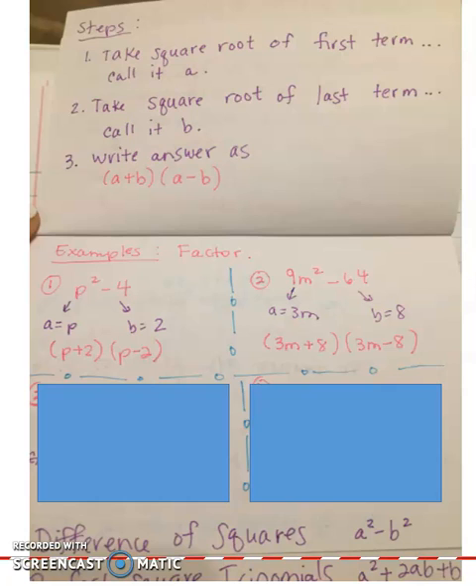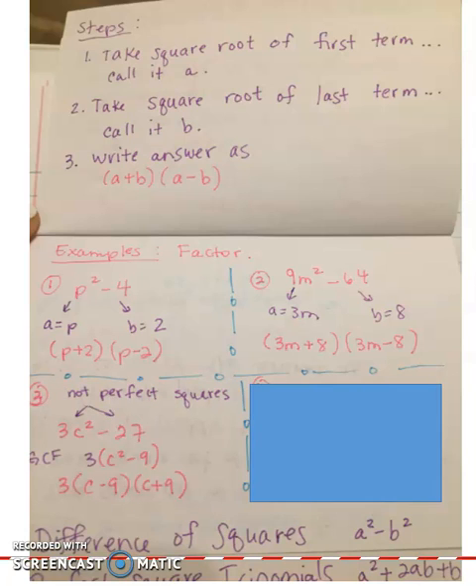For example 2, we have 9m squared minus 64. In this case, my a squared is going to be 9m squared. Therefore, when I take the square root of that, it's going to be equal to 3m, and I'm going to call this a. For my second term, it's 64. This is my b squared. So when I take the square root of that, I'm going to get 8, and so I'm going to label this as my b. So my final answer is going to be quantity 3m plus 8 times quantity 3m minus 8. Again, you could check your answer, but I'm not going to this time.